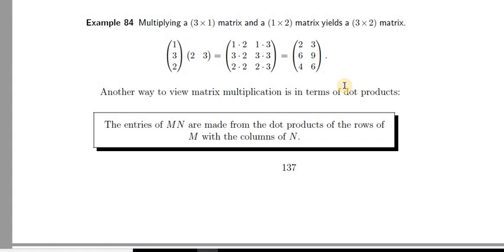Now, the other way to see this is that every entry in the product is a dot product, and you're taking the dot product of the rows of M with the columns of N. How does that work out in this case? In this case, each row has only one entry. So for instance here, this 1 times 2, that's the row of this matrix times the column of this matrix.